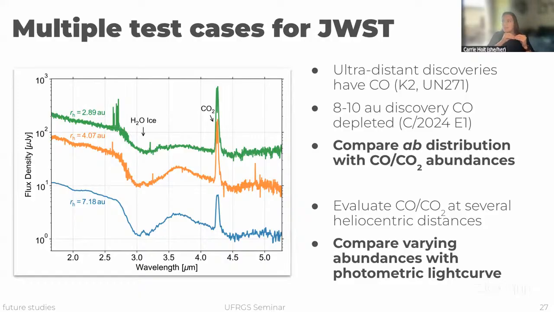So we do have these ultra distant discoveries, like I said, of K2 and UN271, and JWST observations of those comets do show CO sublimation. And those comets are not in our sample because K2 was discovered before we got started, and UN271 has a lot of outbursts, and because it's so big, it's just its own special bird.